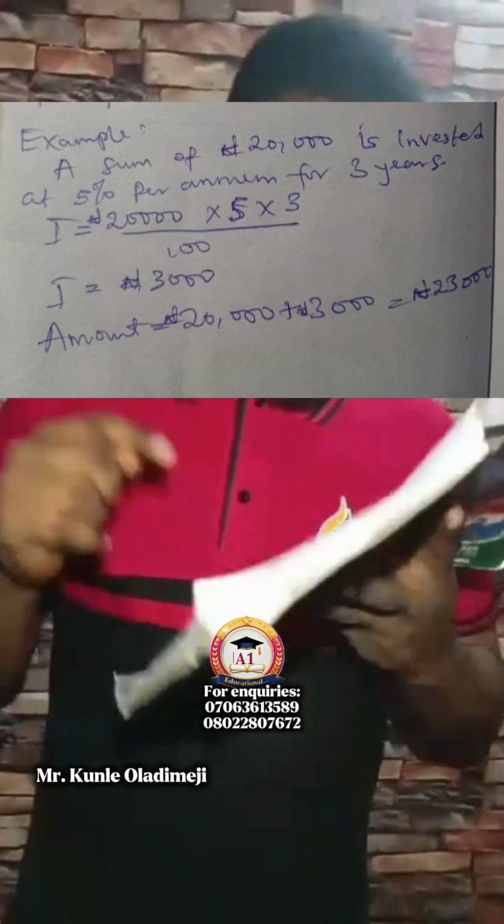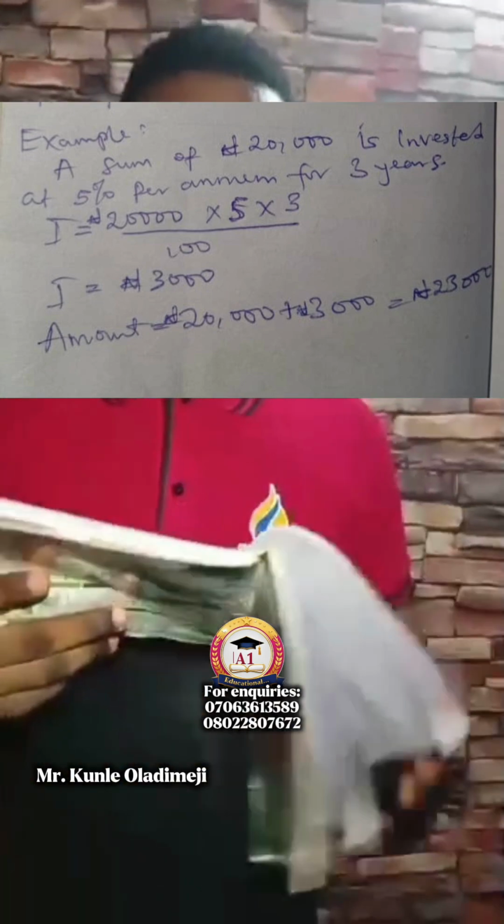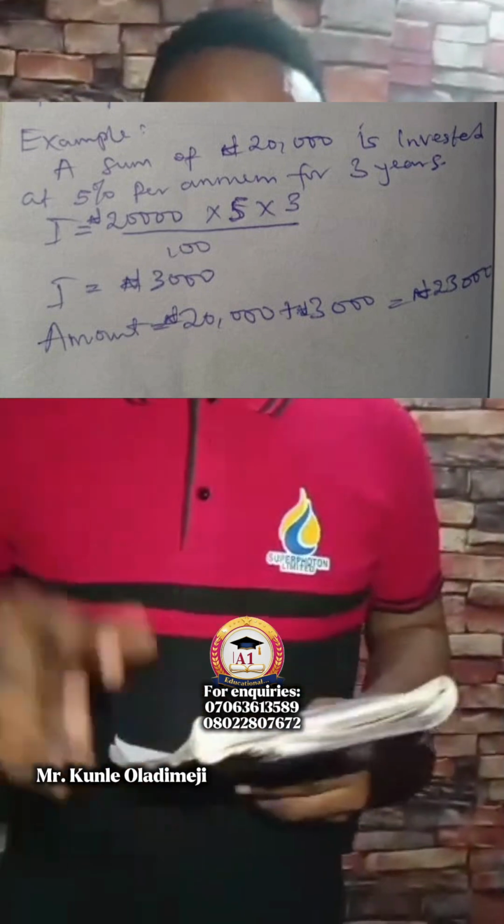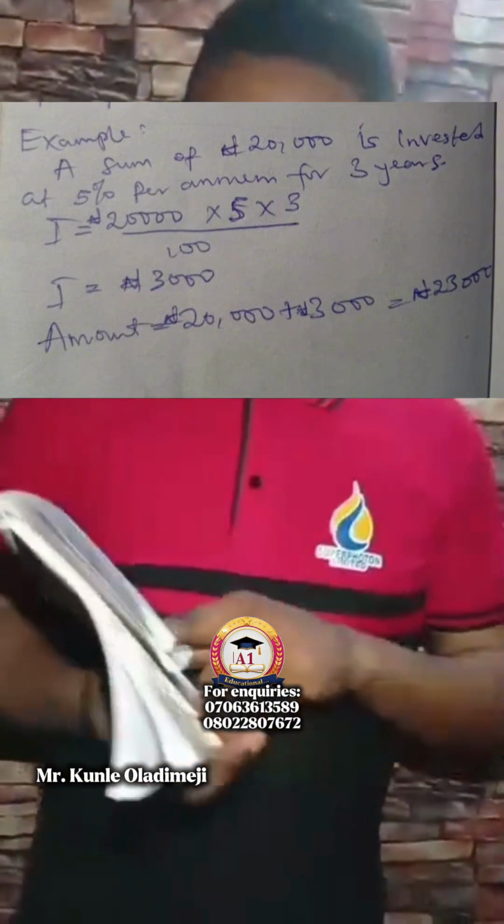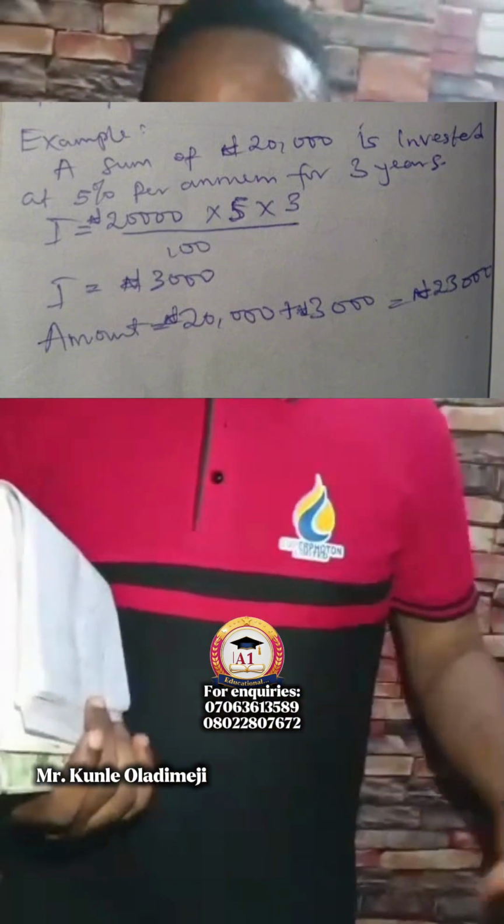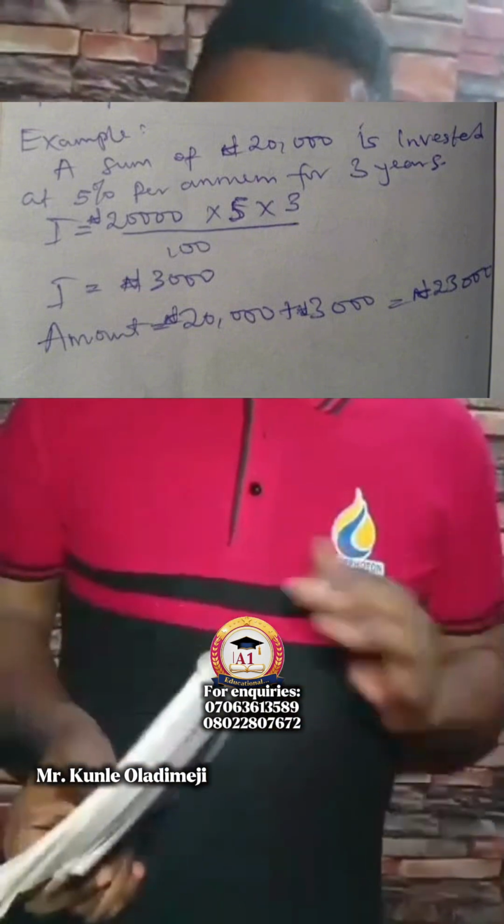So that gives us what? 23,000 naira. This also will be sent along with the video. So that's all about the simple interest. More examples will be given in the course of this exercise. I have some exercises based on the simple interest. So let's move to the compound interest.